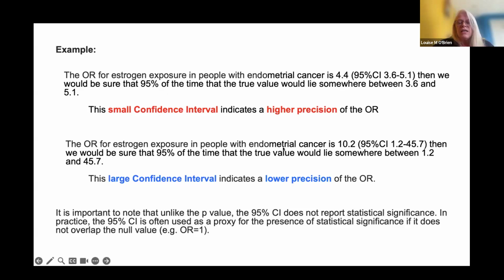However, if we look at a different example, here we see the odds for estrogen exposure in endometrial cancer is 10.2. So at first glance, that's like, oh, that's a lot bigger. You know, maybe that's a better study. But if we look at our 95% confidence intervals, we see they go from 1.2 right up to 45. So that's a big band. Okay, so the reality is 95% of the time, it could be somewhere between 1 and 45. So that's really not very precise. That's wide. So again, look at those confidence intervals. It's still significant, but it's kind of wide.